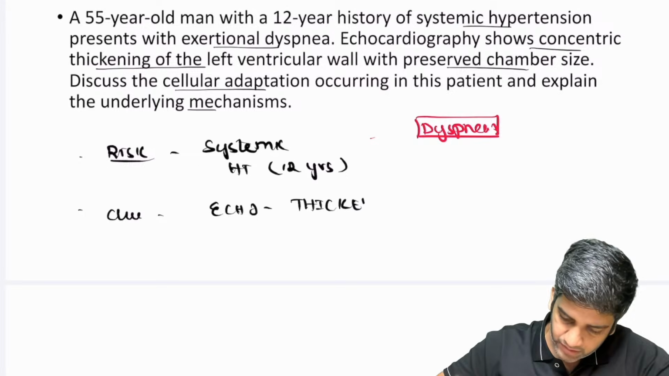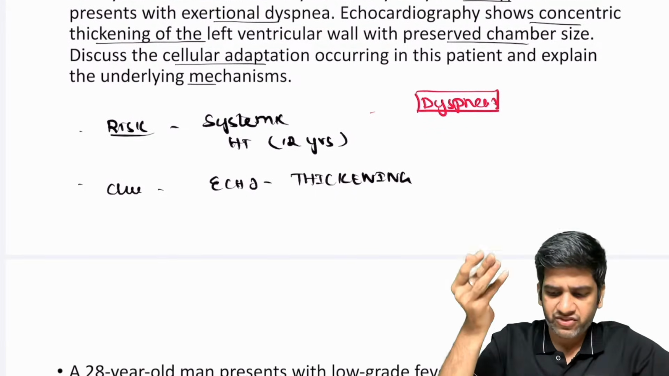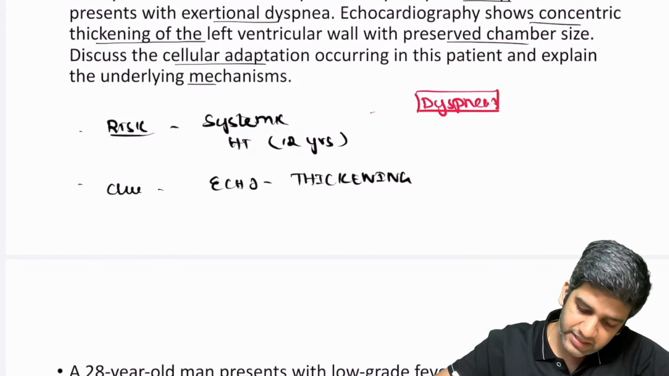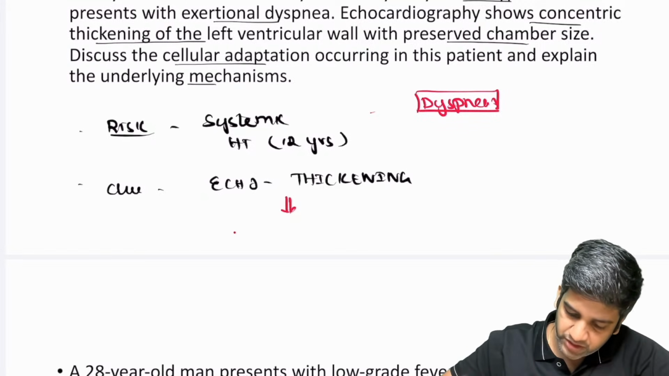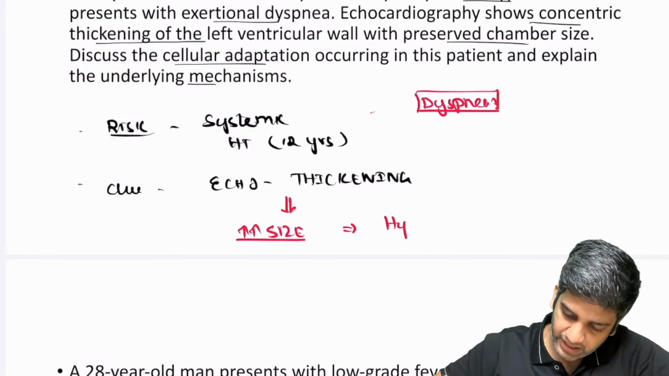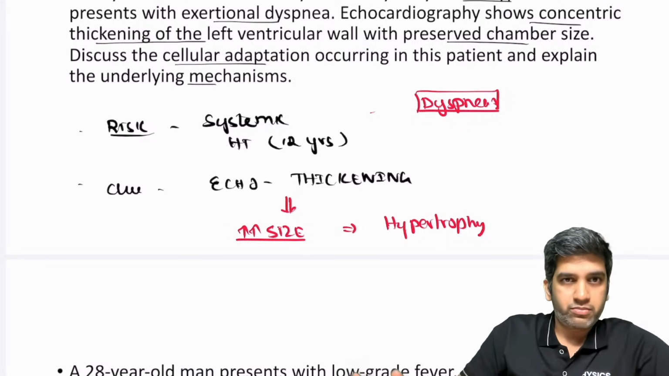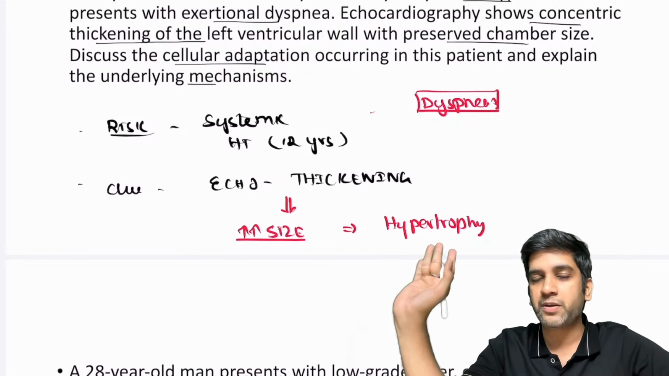There is thickening. So it's a thickening of the left ventricular wall. Preserved chamber size is fine, right? What's happening here is there is more wall thickness, which indicates there is an increase in the size of the wall, which indicates I'm talking about a hypertrophy. If you want to add a little bit more, this is more than enough. I don't expect more than this.